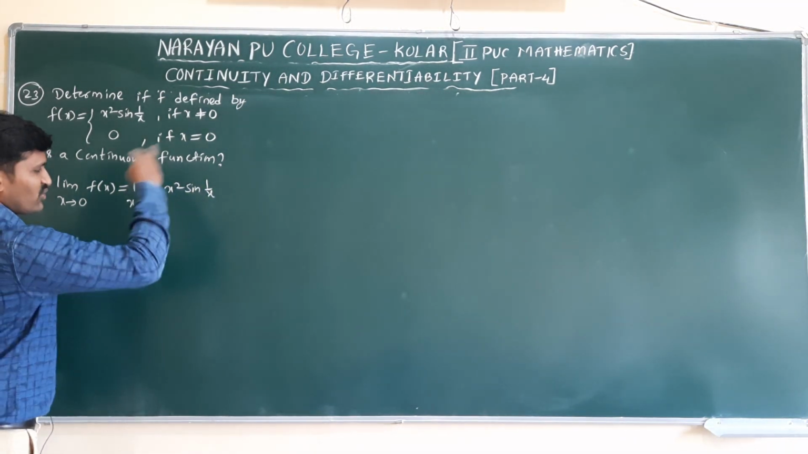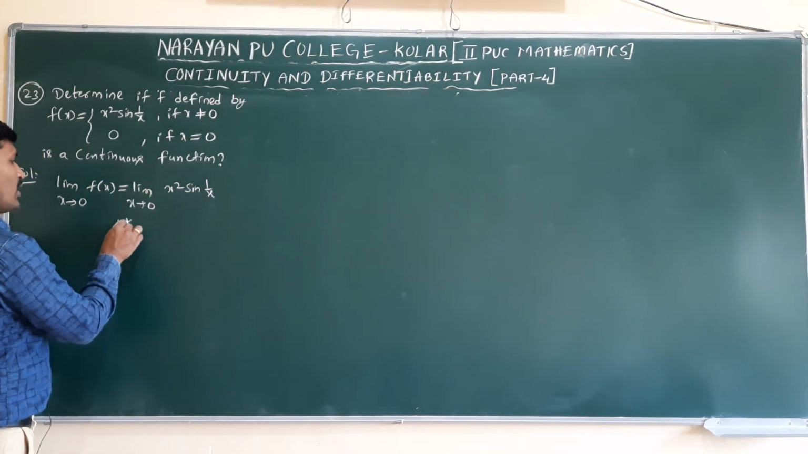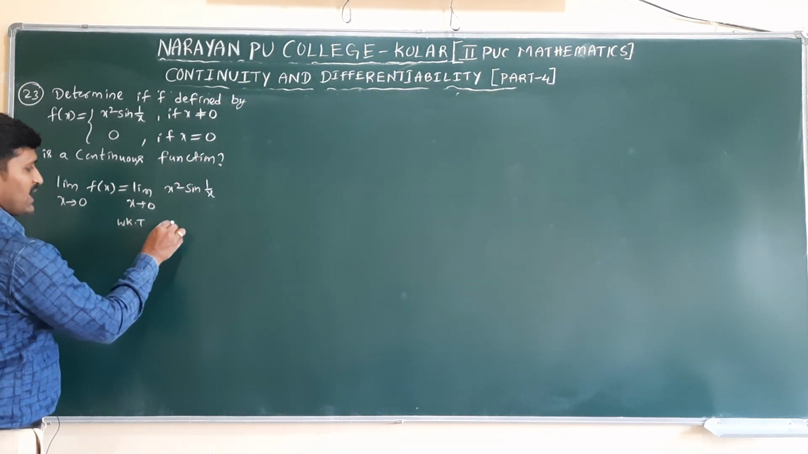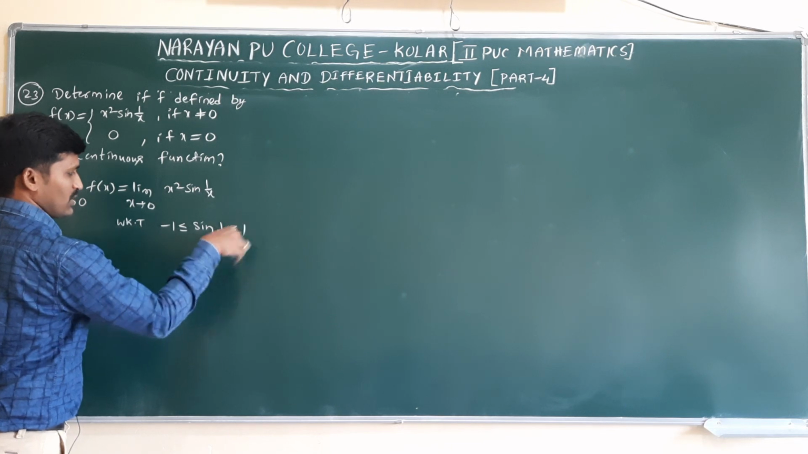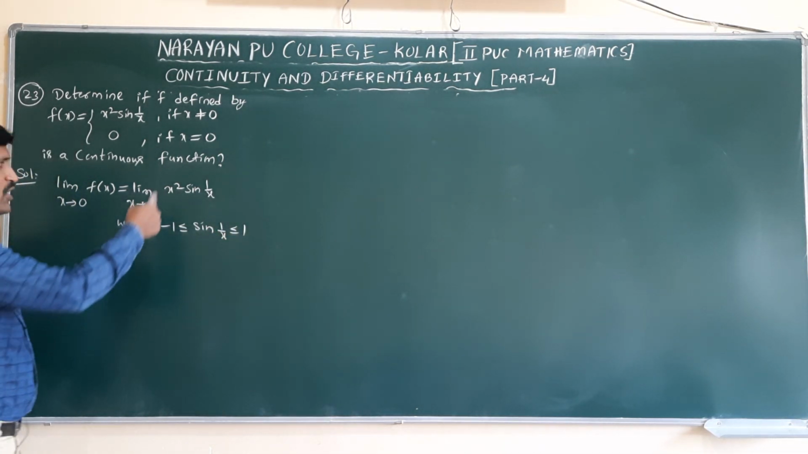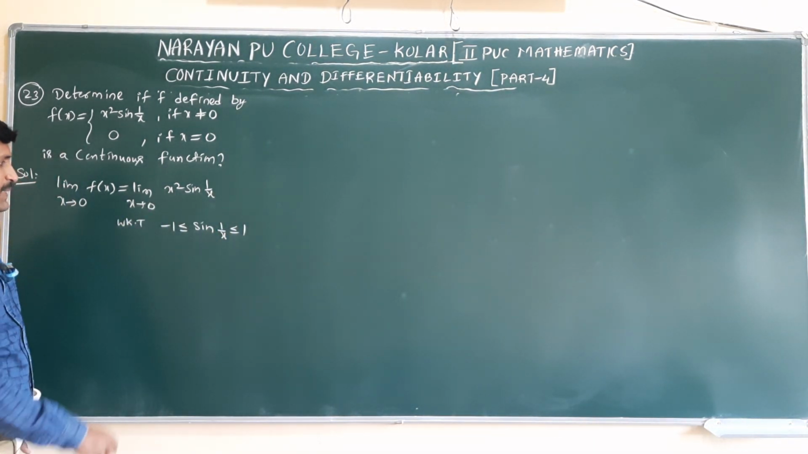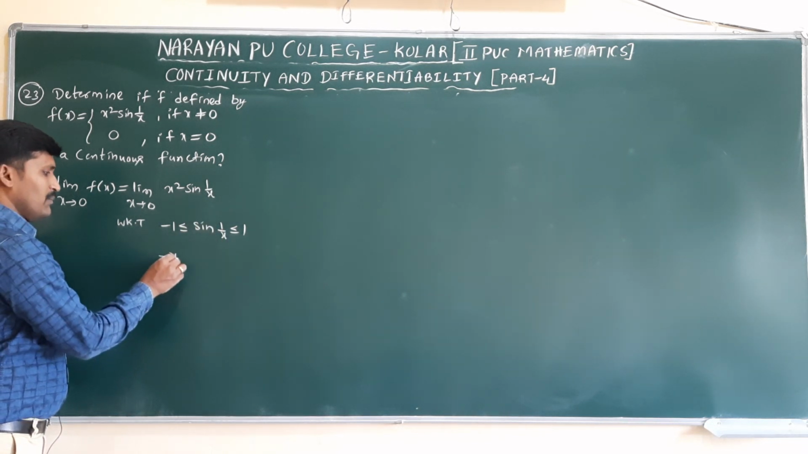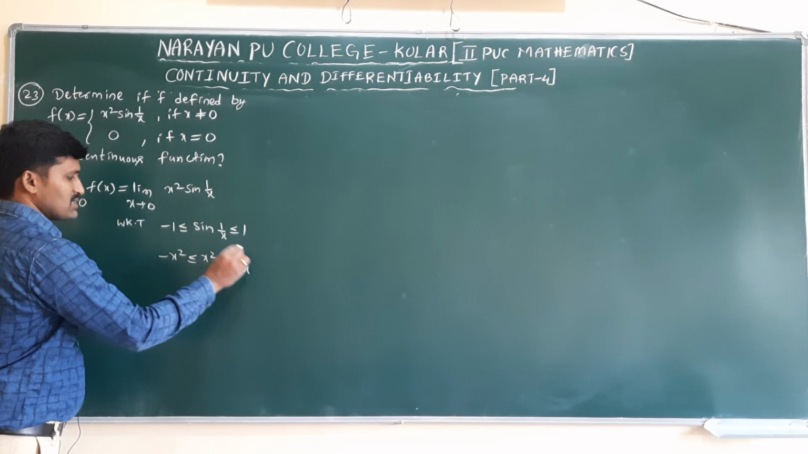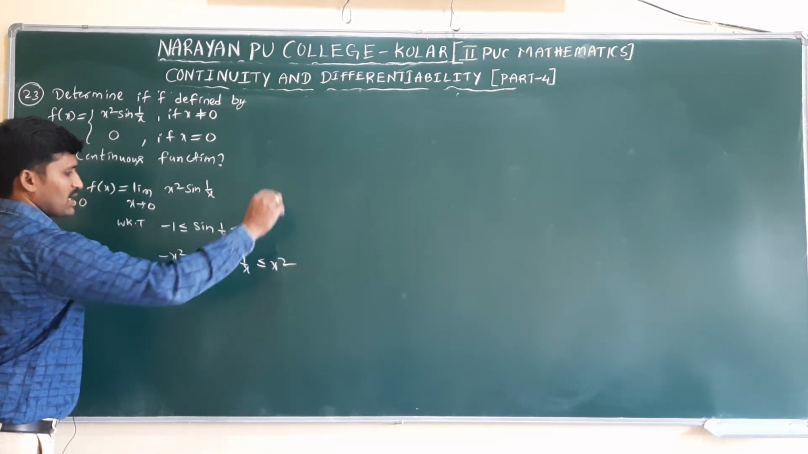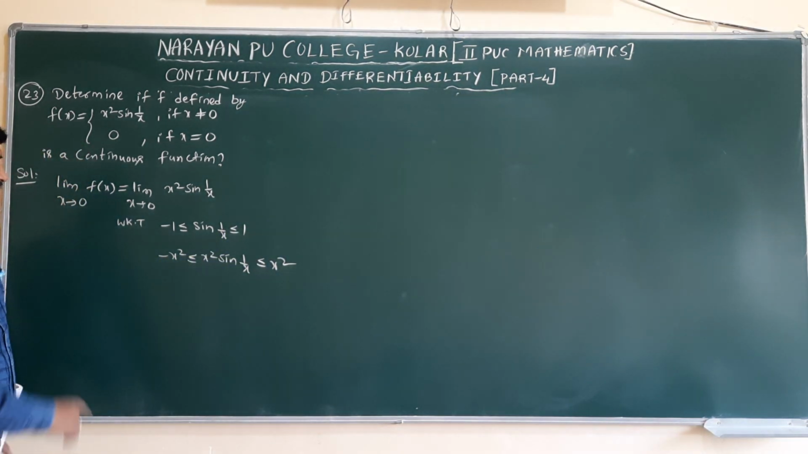For simplifying this, we have a condition. We already know the range of sine: for any angle, it is minus 1 to plus 1. We need to form this function. For that, multiply with x square: minus x square less than or equal to x square into sin of 1 by x less than or equal to x square. Now I will apply the limit.